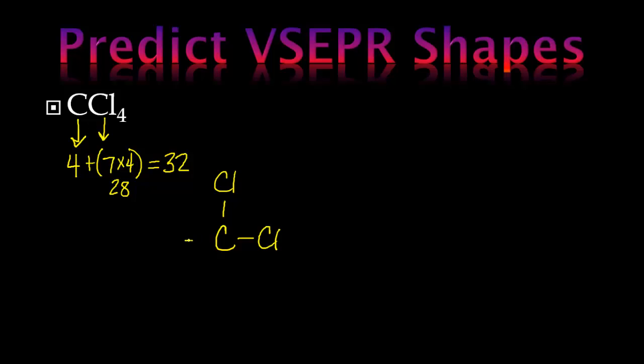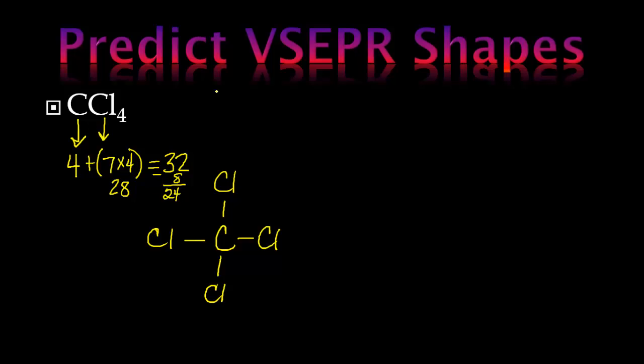Let's try another one. CCl4. So carbon gives us 4 electrons. Cl gives us 7 times 4. So now we have 28. So we have a total of 32 electrons. First one is C, so we're going to put C, and we're going to attach our 4 Cl's. So now I've got 2, 4, 6, 8. So I subtract my 8, and I am at 24 electrons.